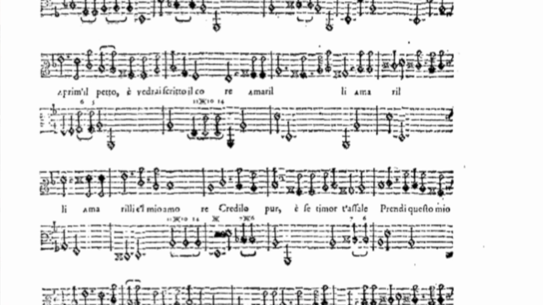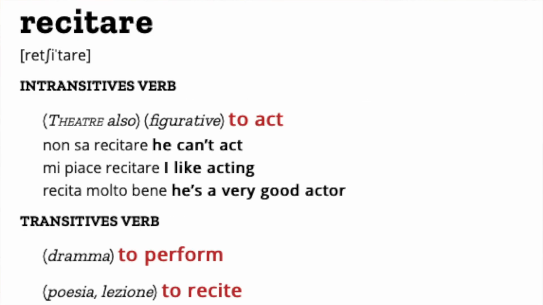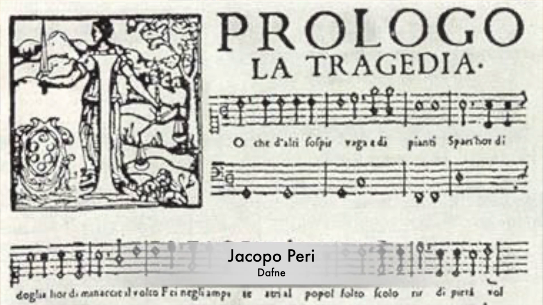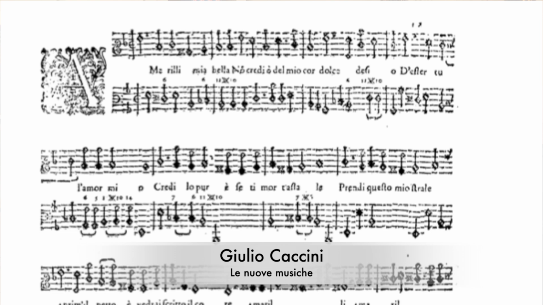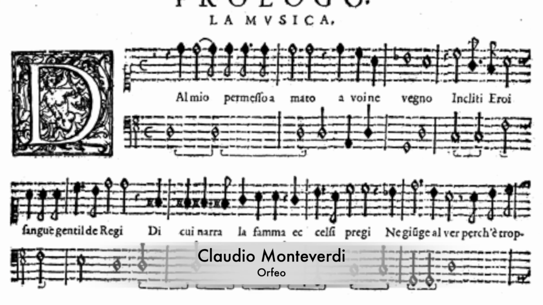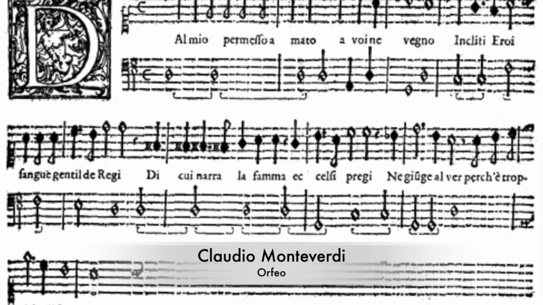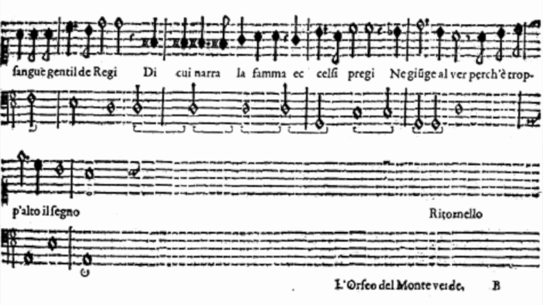Extended passages of Monody within an opera are called recitativi, which comes from the Italian word recitare, or to recite. If we look at the early 17th century operas of Jacopo Peri, Giulio Caccini, and then later the music of Claudio Monteverdi, we see that the operas consisted mostly of recitativi, with few sections of arias and ensembles interspersed.